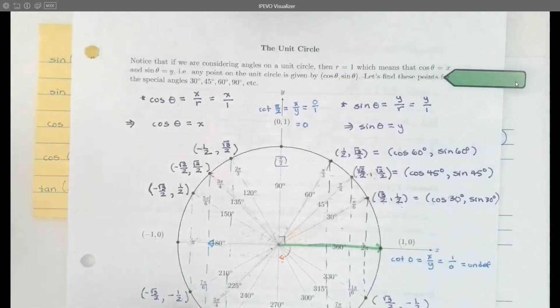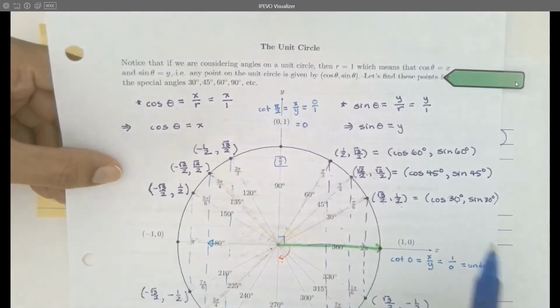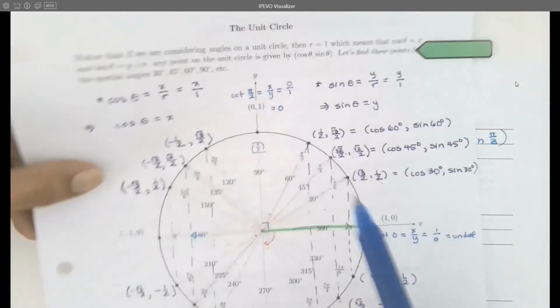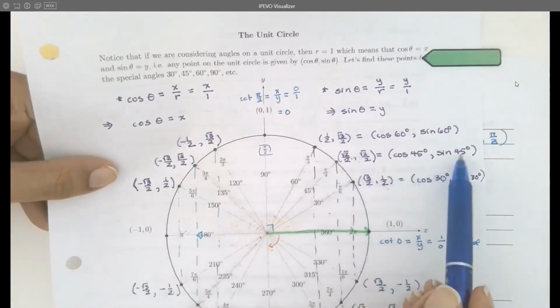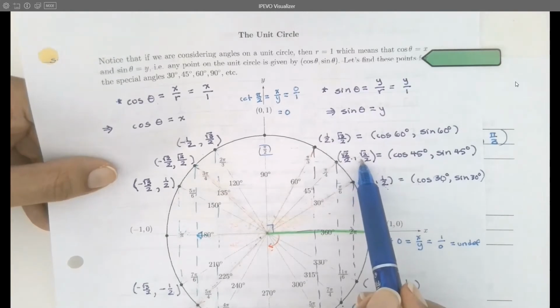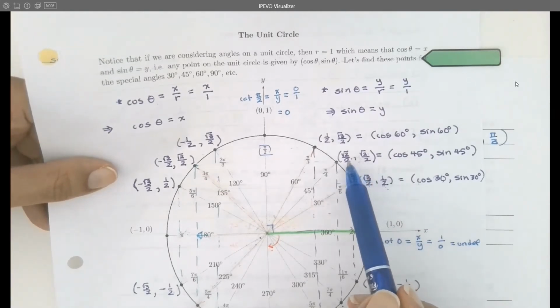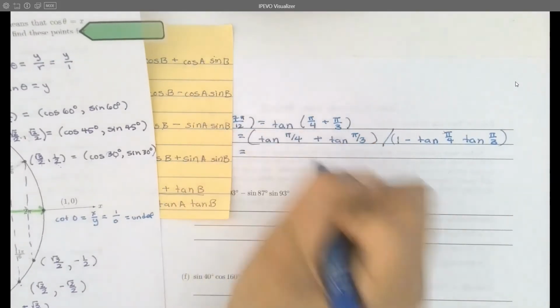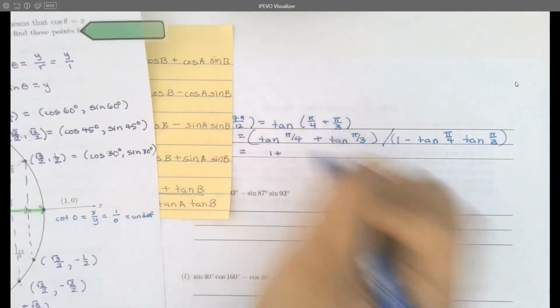Here, what we're going to do is look at pi over 4. So here's pi over 4. Take sine of pi over 4, which is going to be radical 2 over 2, divided by cosine of pi over 4, which is also radical 2 over 2. So this is going to be just 1. We'll have a 1 plus.